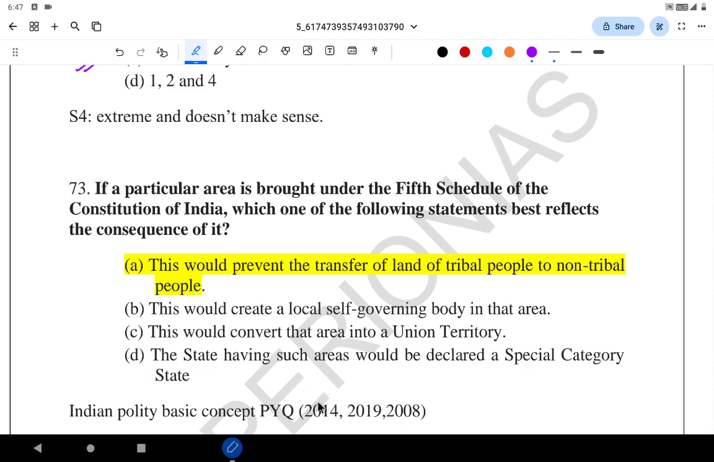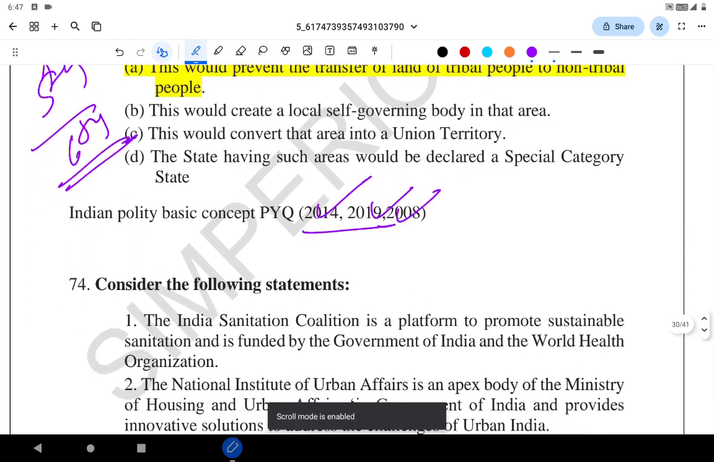These are PYQ 2014, 19 and 2008. So these are very important. That is the fifth schedule. The fifth schedule and sixth schedule are very important with respect to UPSC. Please study them in detail.